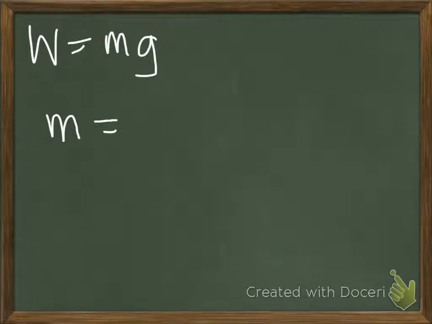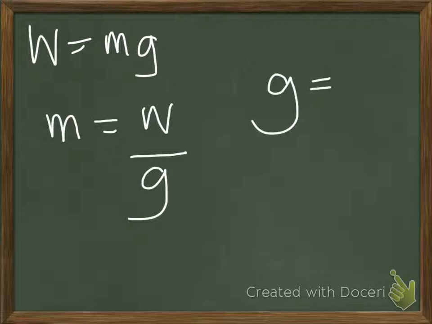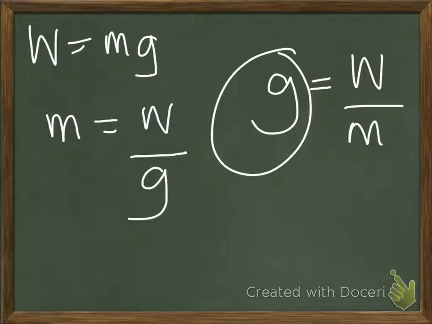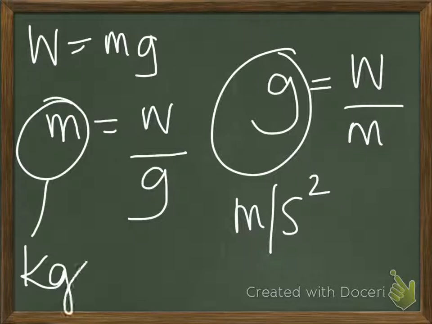This also means, since weight equals mg, that mass equals weight divided by gravity. And if by some chance you needed to find out what acceleration due to gravity was in a particular place that wasn't Earth, you could do gravity equals weight divided by mass. So acceleration due to gravity we measure in meters per second squared, because it's still acceleration, but it's due to gravity. It's just an extra bit. Mass, kilograms. And remember, because weight is a force, we're measuring it in newtons.